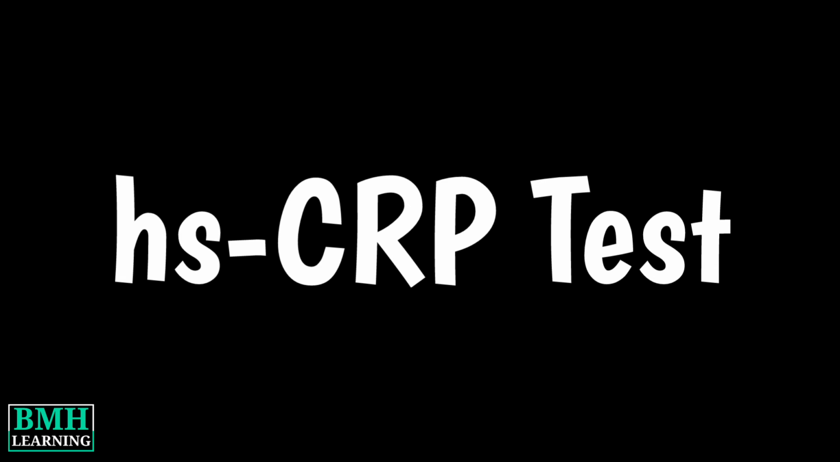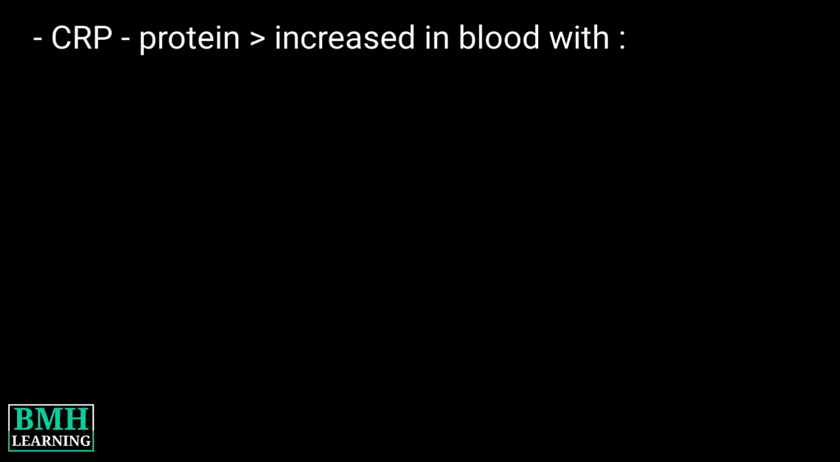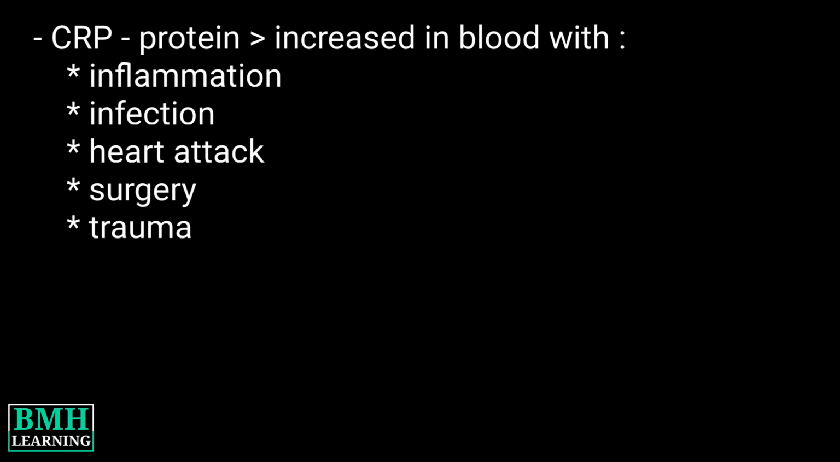This video is about the hs-CRP blood test. CRP is a protein that increases in the blood with inflammation and infection as well as following a heart attack, surgery or trauma. The CRP protein is made by the liver in response to the above mentioned factors.